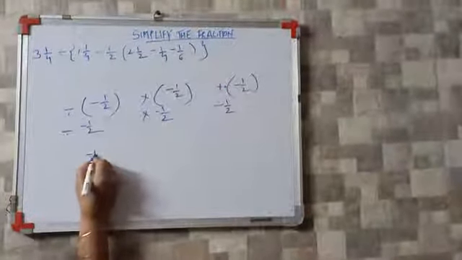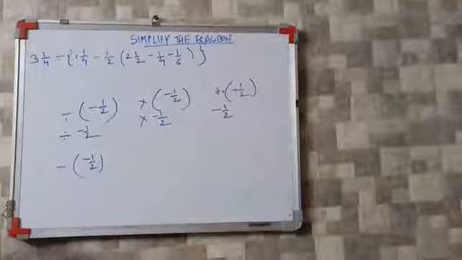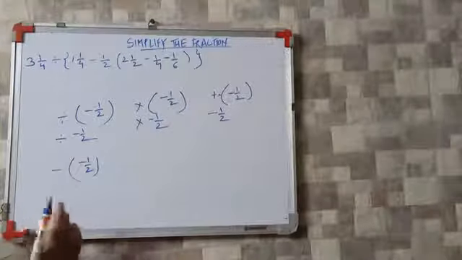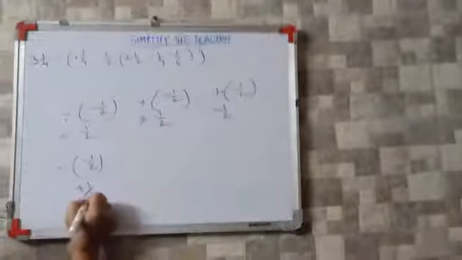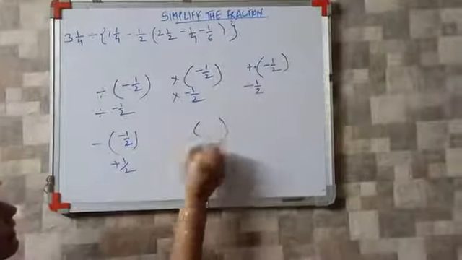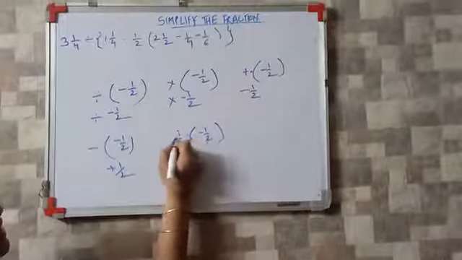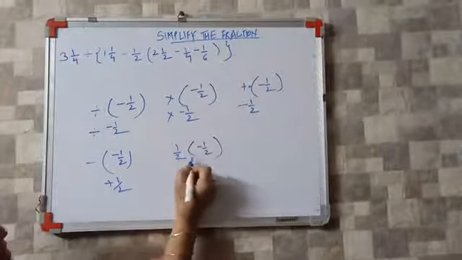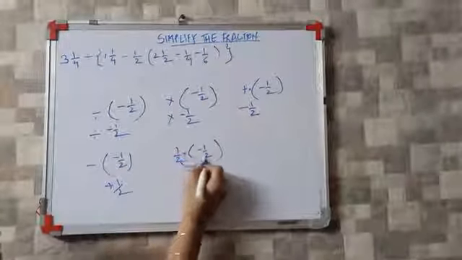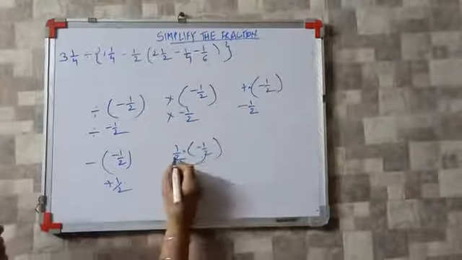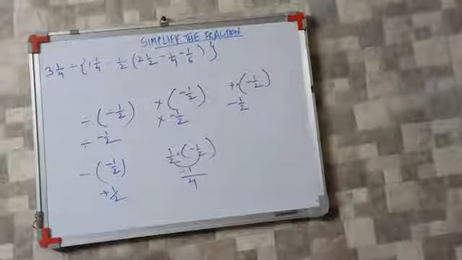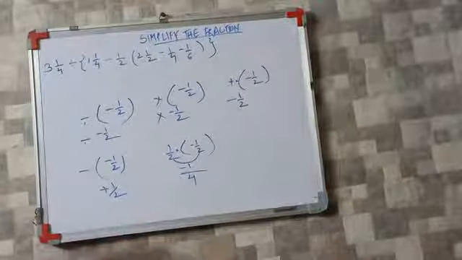Before the bracket, if a minus sign is there, then whatever is written in the bracket, the sign always gets changed. So this will be plus 1/2. Before the bracket, if any number is there, then this number will be multiplied by this fraction. So minus 1 into 1 minus 1, 2 2s are 4. So minus 1/4. So we will follow these rules whenever we simplify the fraction.